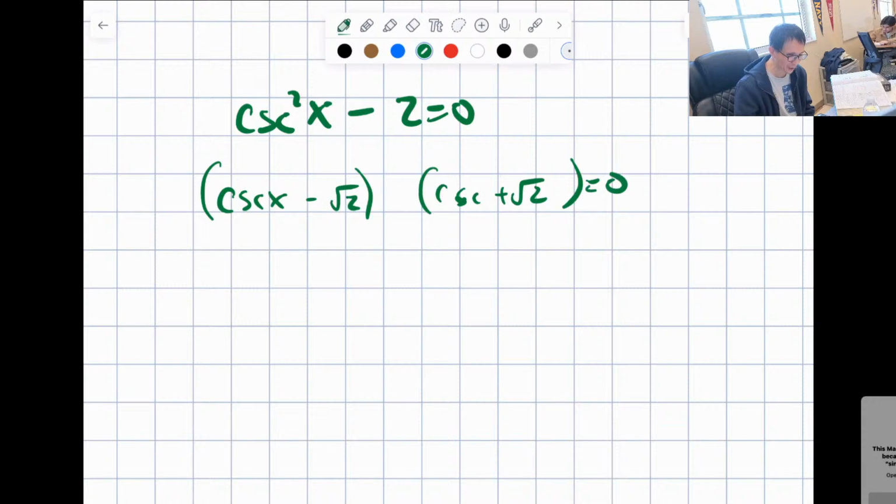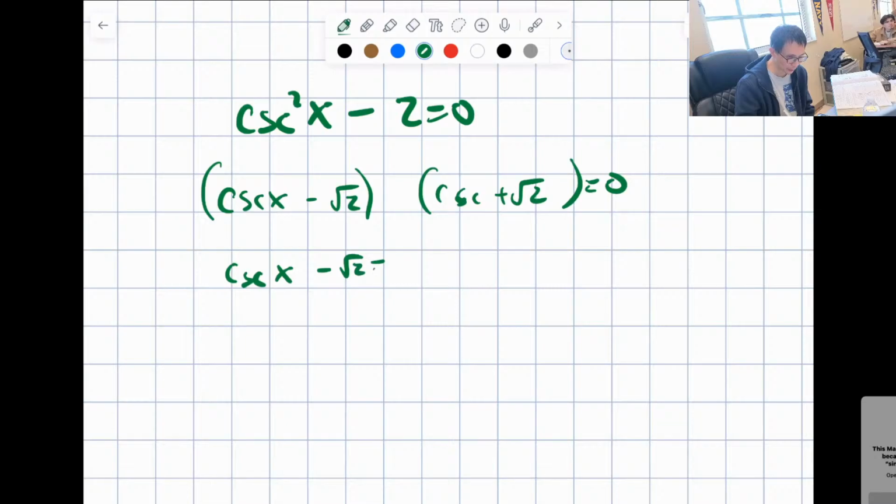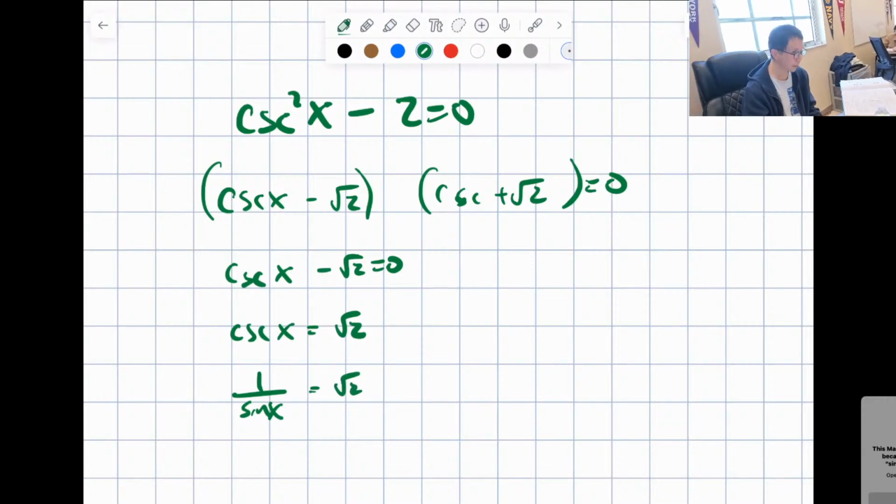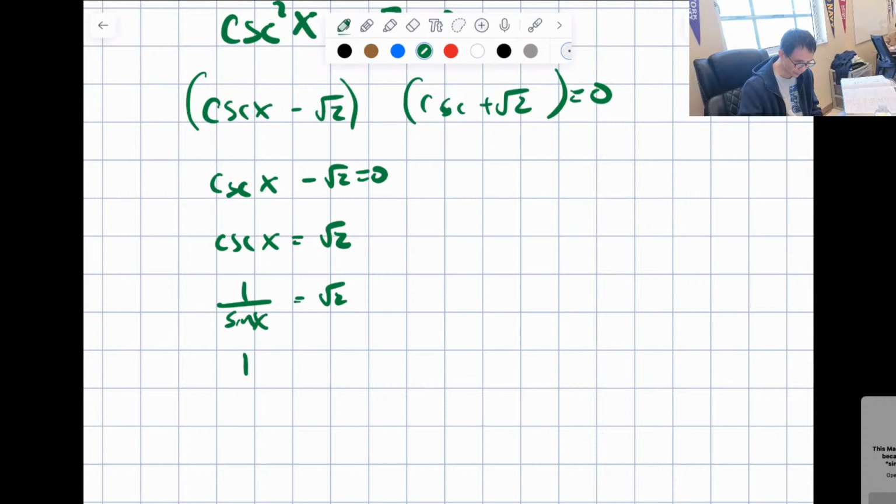And you're wondering, how do I solve this problem? Let's go ahead and do it. Cosecant of x minus the square root of 2 equals 0. Do you see that? Cosecant of x equals root 2. Is that okay? Cosecant is also equal to what? 1 over sine. Can I write 1 over sine of x equals root 2? Can I solve for sine of x? Can I divide it over?